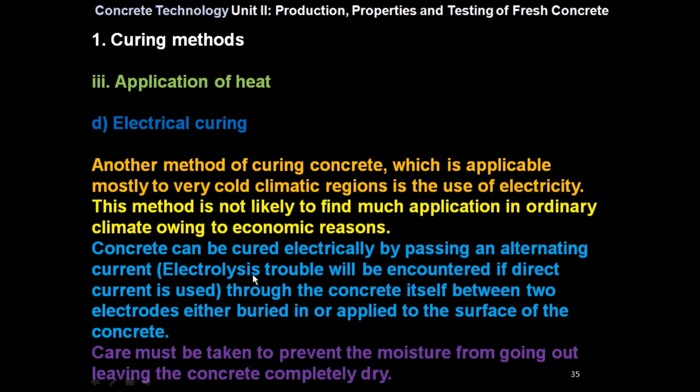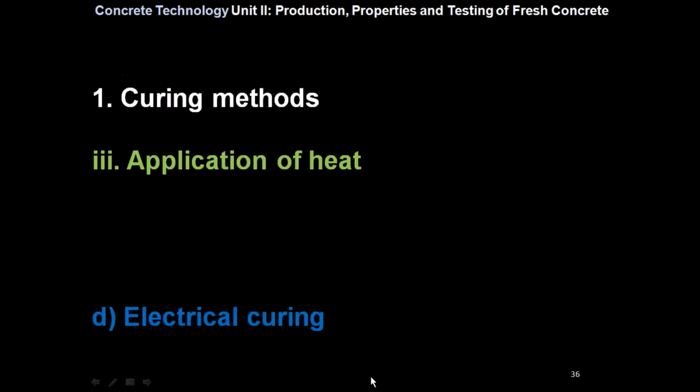Electrolysis trouble will be encountered if direct current is used through the concrete itself between two electrodes either buried in or applied to the surface of the concrete. Care must be taken to prevent the moisture from going out, leaving the concrete completely dry. So we have seen the fourth method, that is electrical curing in the application of the heat.